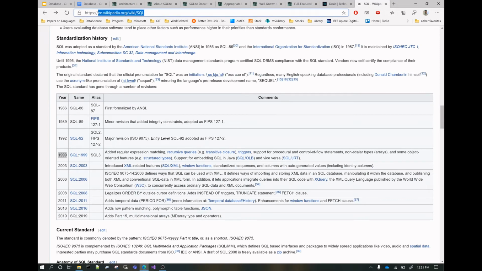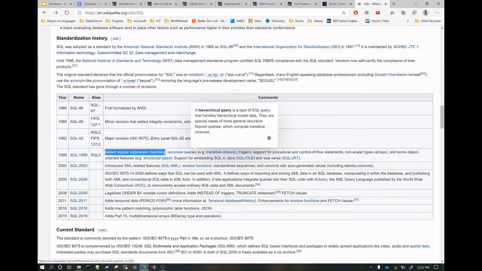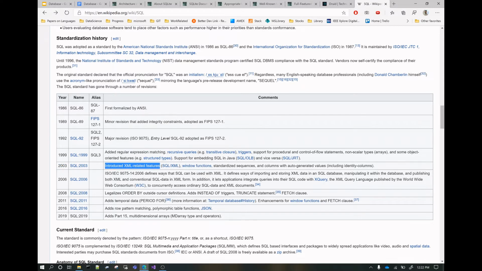So this is a Wikipedia page for SQL, which is standard query language. So if you notice, we are looking at the history, and as you see, it was formalized in 1986, and it is only in 1999 they added the regular expression matching and the recursive queries and the triggers. And it was only in 2003 they introduced XML related features, and even more in 2016 they added JSON related functionalities.